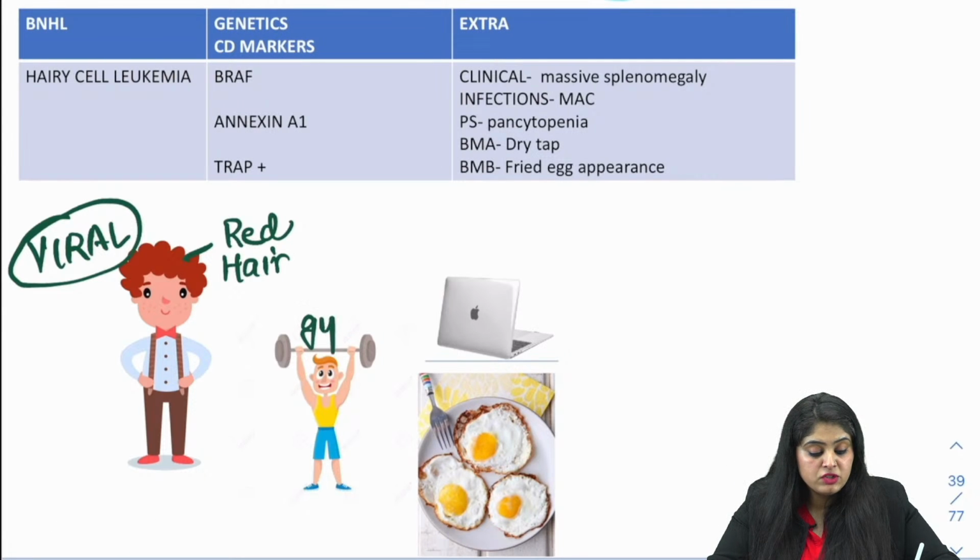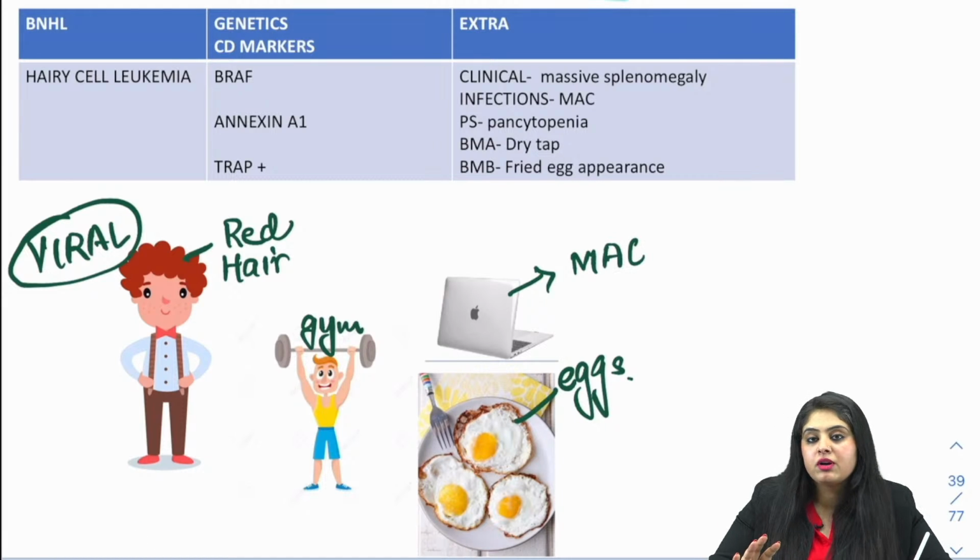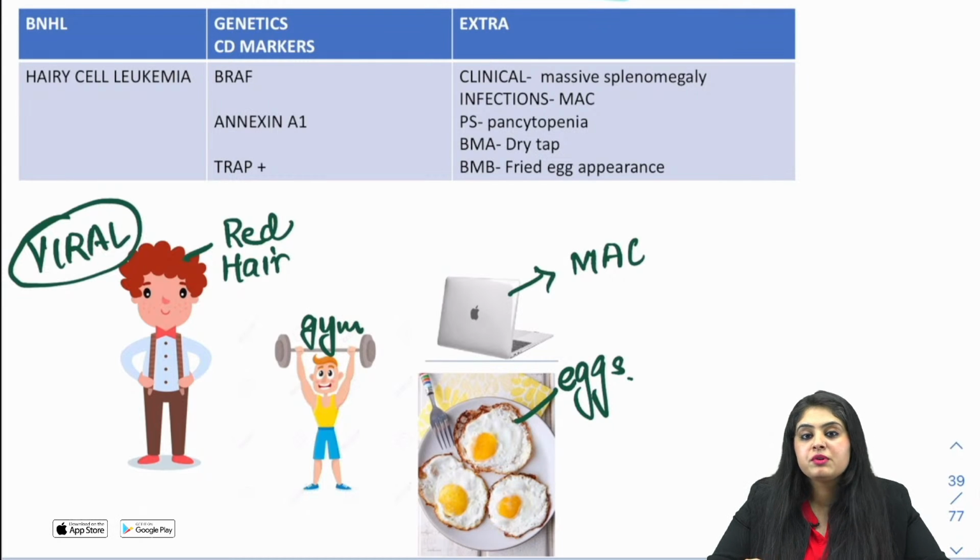Second, they have to make gym videos because gym videos will always get you more views. They always keep talking about eggs and proteins because that is again going to get you good views. And they are always going to use some Apple product or Mac product because of course show off bhi zaruri hai, right? So this is a person who is desperately wanting to be viral, and that is what is hairy cell leukemia.